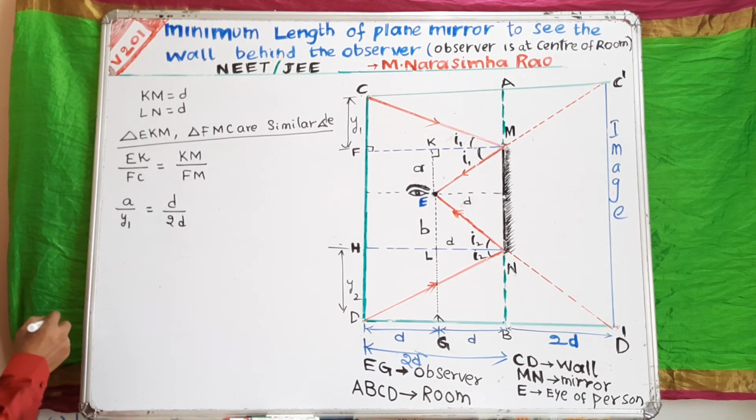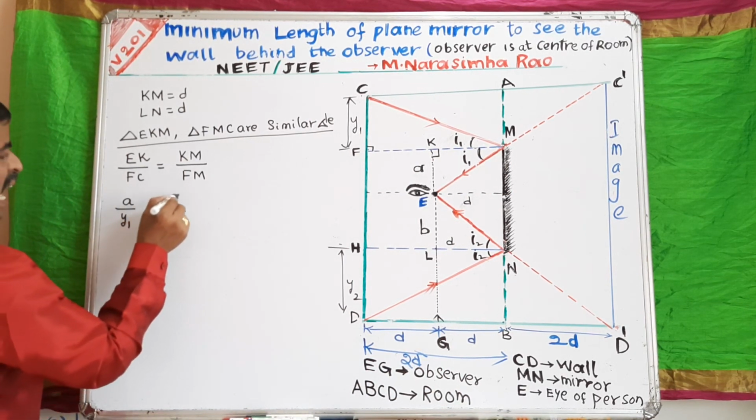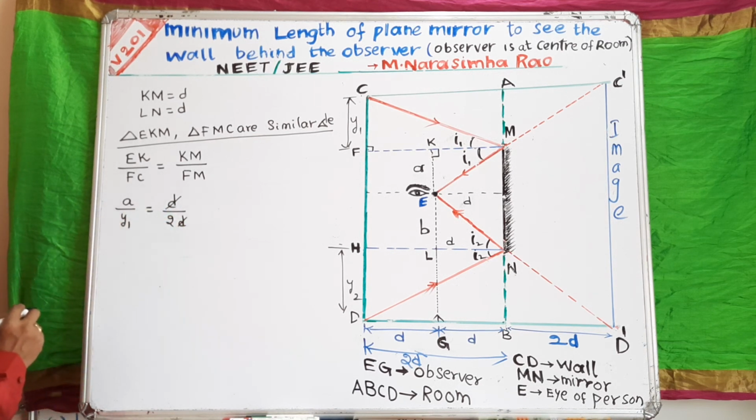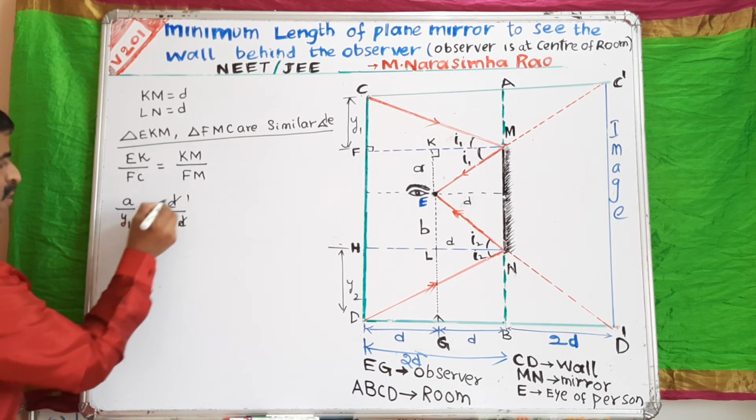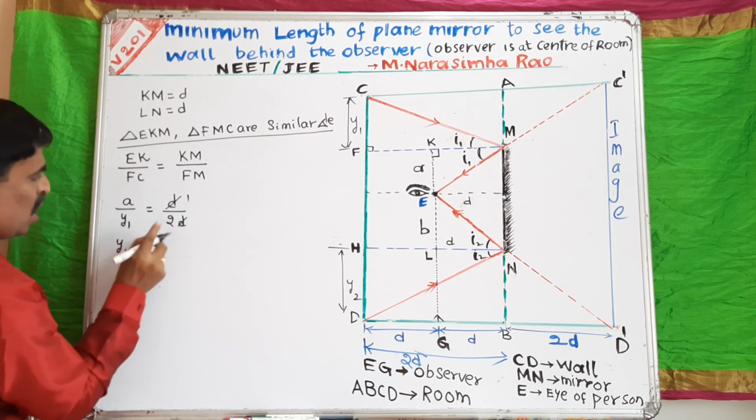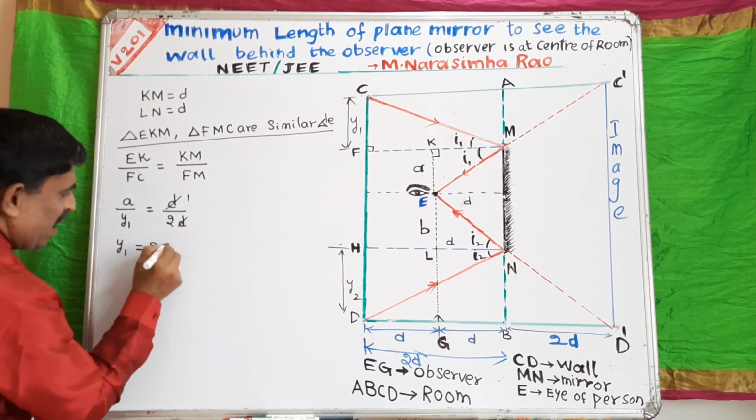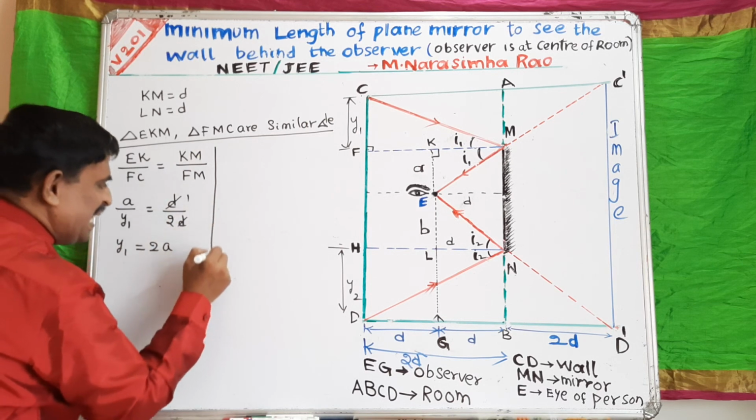Now please listen here. d gets cancelled. Y1 into 1, Y1. 2 into a, 2a.